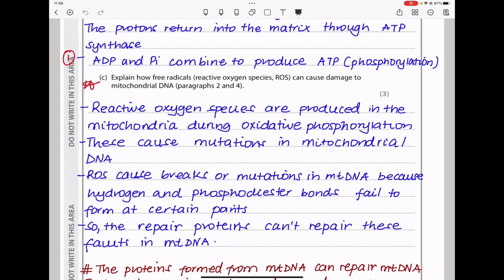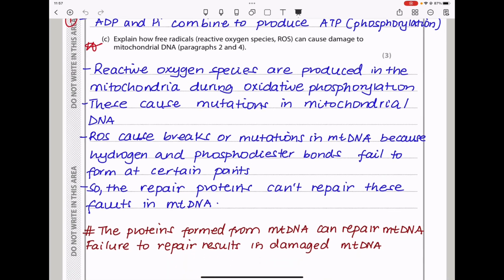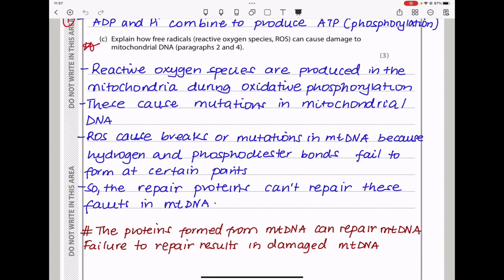In part C, explain how free radicals, which are the reactive oxygen species, can cause damage to mitochondrial DNA. This is paragraph 2 and 4. Reactive oxygen species are produced in the mitochondria during oxidative phosphorylation. These could cause mutation to mitochondrial DNA. We also need to know these breaks or mutations are caused because hydrogen and phosphodiester bonds may fail to form at certain points. So repair proteins can't repair these faults in the mitochondrial DNA, so it is going to be damaged.